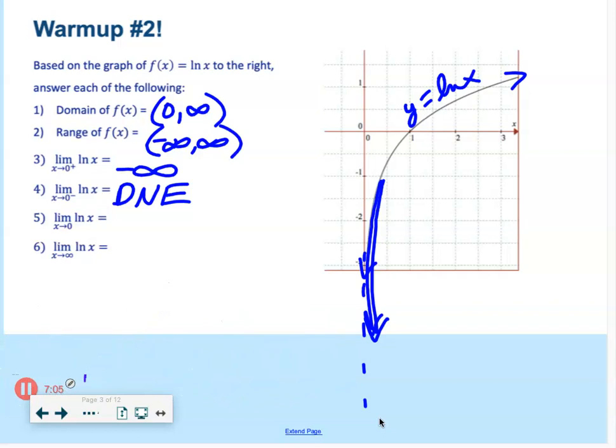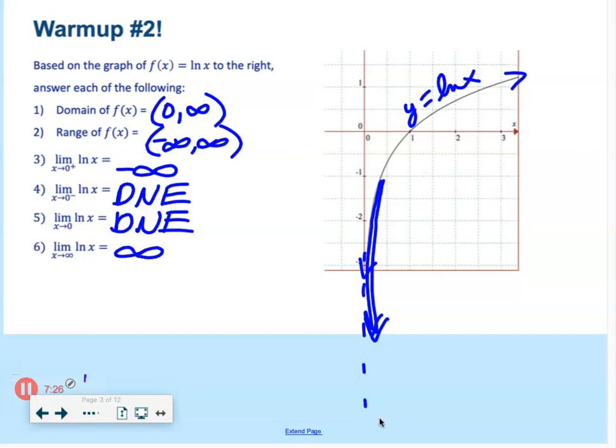So that's why log is only defined for positive x values. And then the limit, since the limit from the left doesn't even exist, the limit itself doesn't exist. And then the limit as x approaches infinity, we all know is infinity because we're going up to infinity.